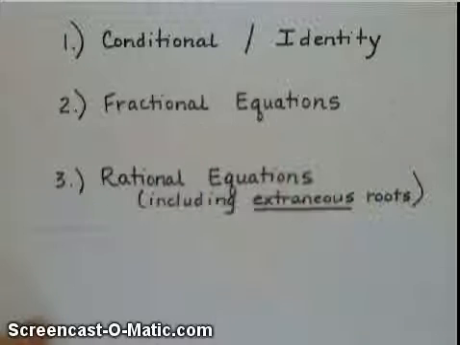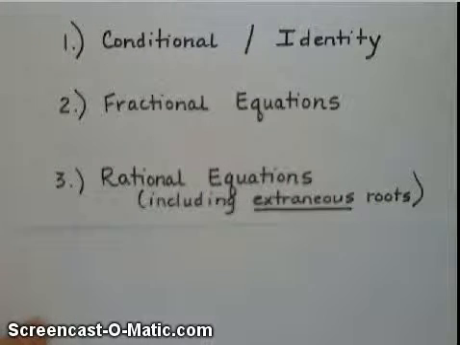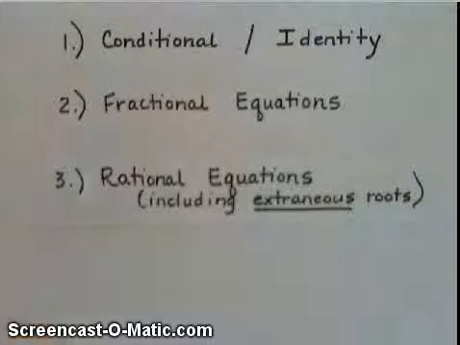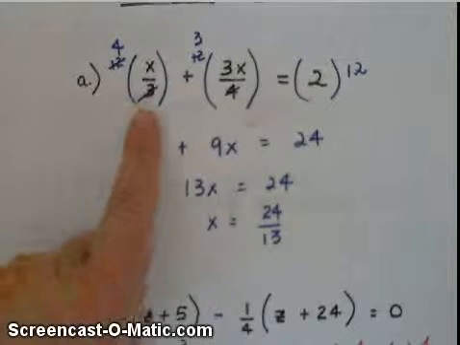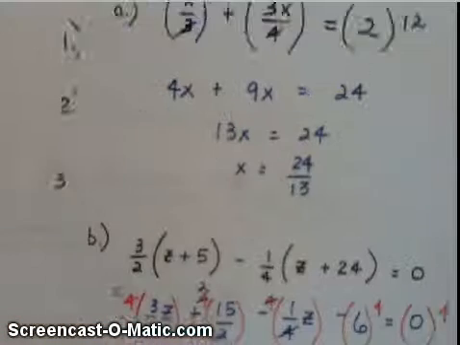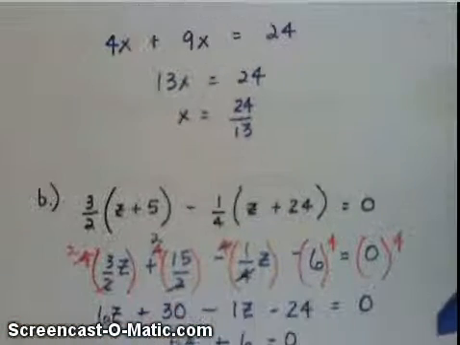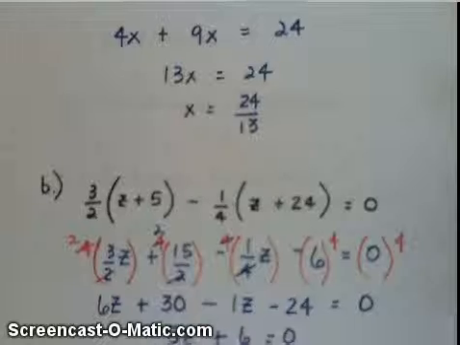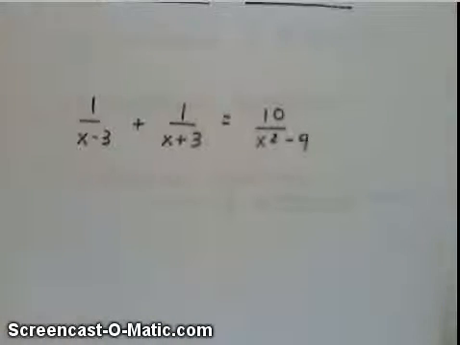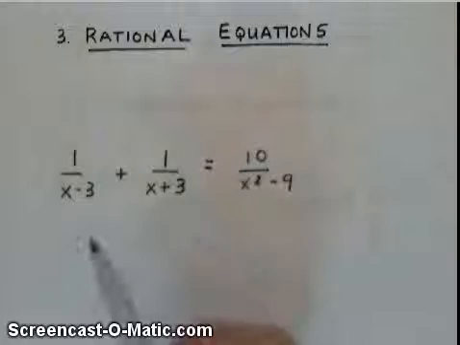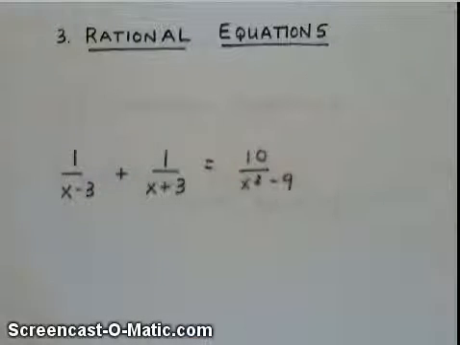All right, our final example today, rational equations and extraneous roots. Let's go back to what we just did. Look at these fractional equations. Notice the denominators of all of these problems were numbers. These were fractional equations, with numbers in the denominator. This is an example of a rational equation. Notice it has a variable in the denominator.